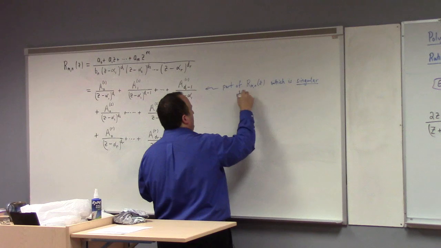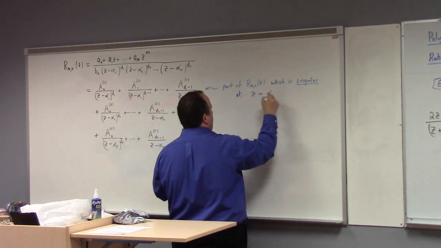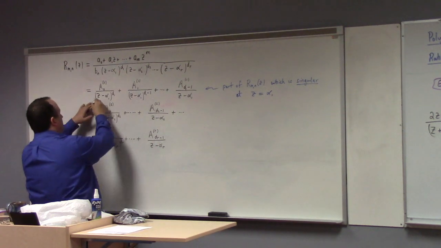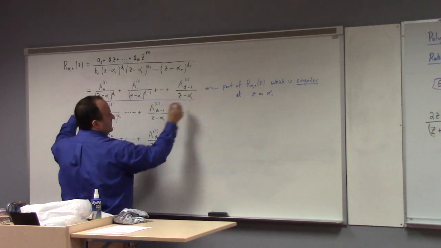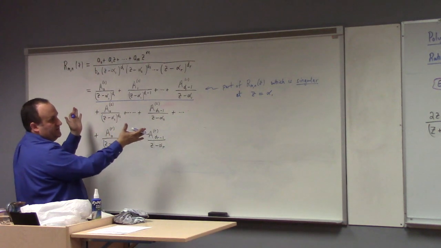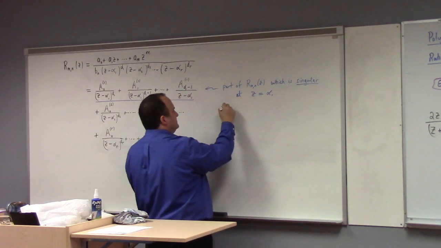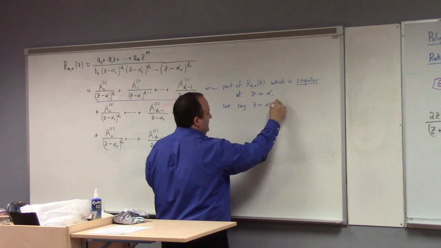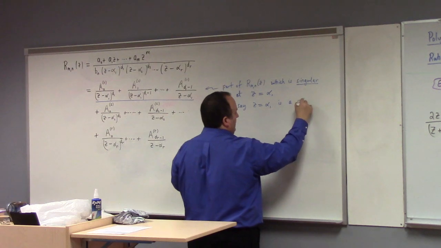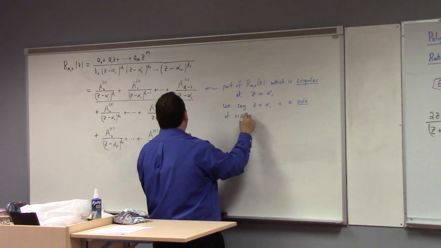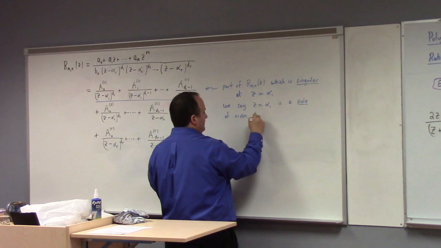At z equals alpha 1, all right, just this piece. And if that's the partial fractions decomposition of the rational function, we say z equals alpha 1 is a pole of order d1.